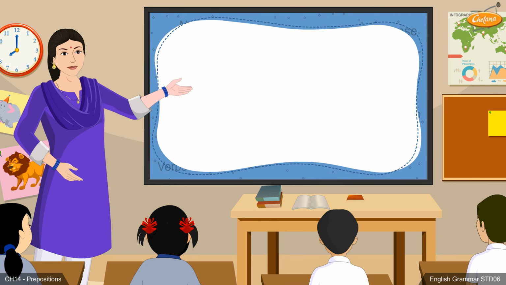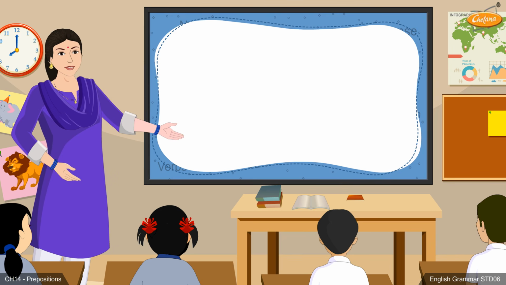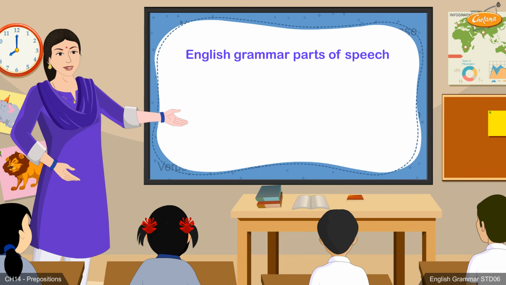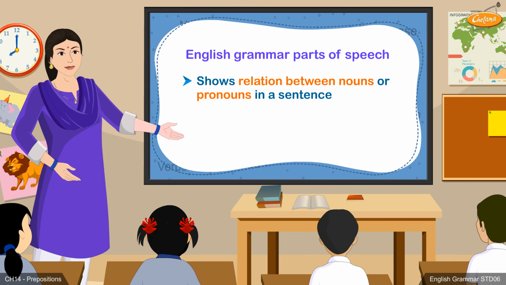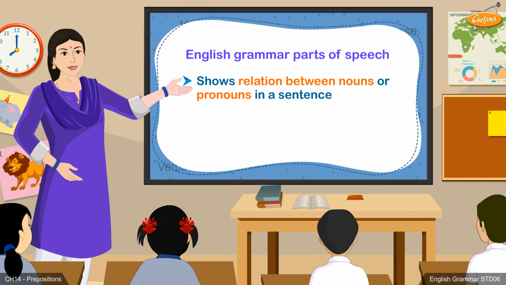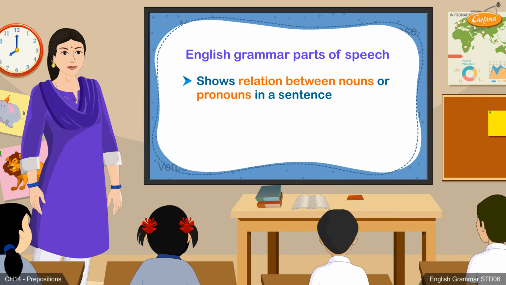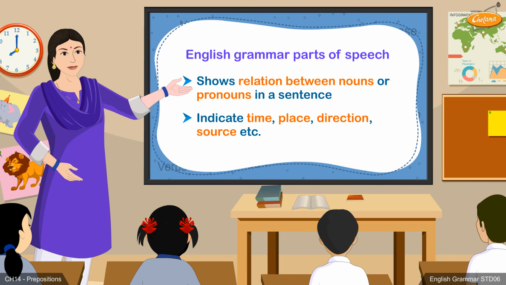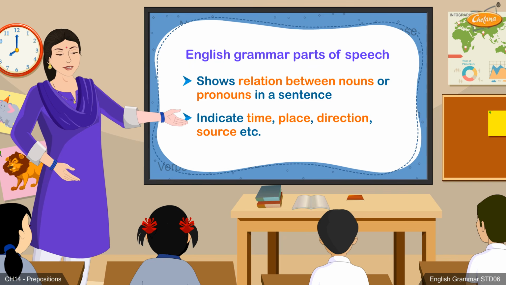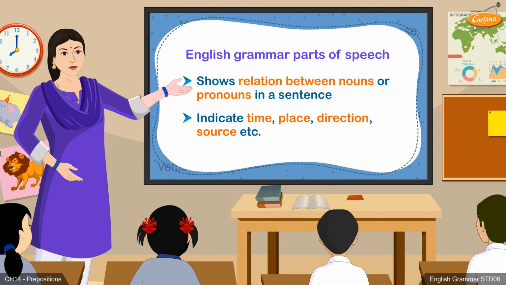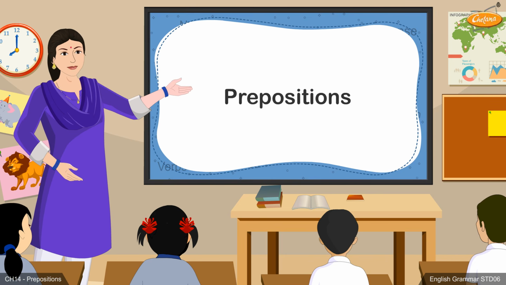Welcome, students. Today, you will be learning about another important part of speech in English grammar. This part of speech is mainly used to show the relation between nouns and pronouns in a sentence. Since they give us information about the relation shared between nouns by indicating their time, place, direction, source, etc. Hence, these words or parts of speech are called prepositions.